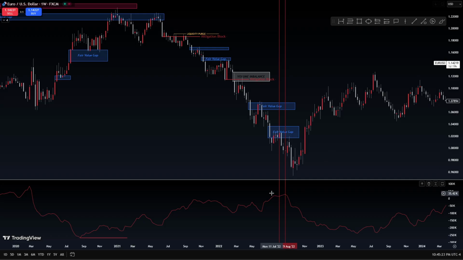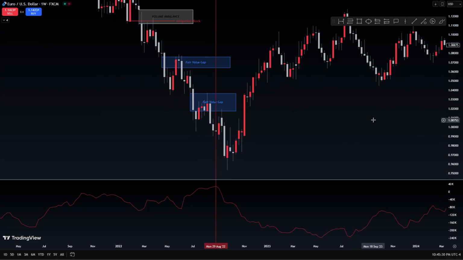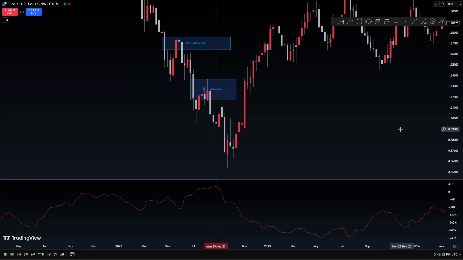Do you notice that? Look, hold on. Look at the line. The line is on the commercial extreme. The vertical line is on the commercial extreme. Look at this. They start selling their orders literally before price reverses.